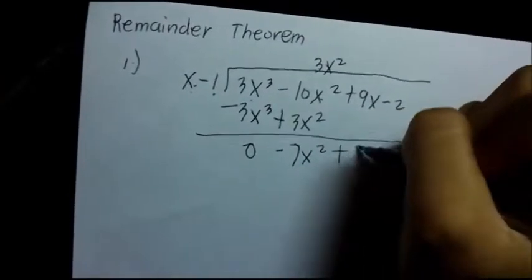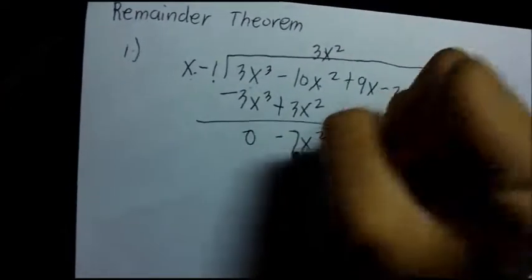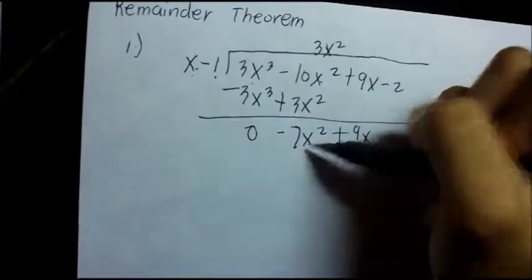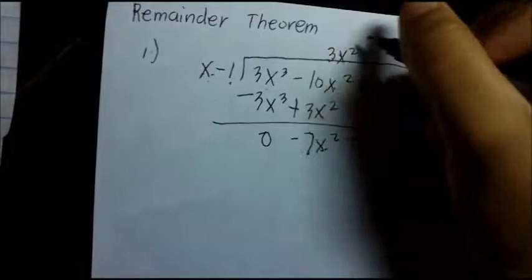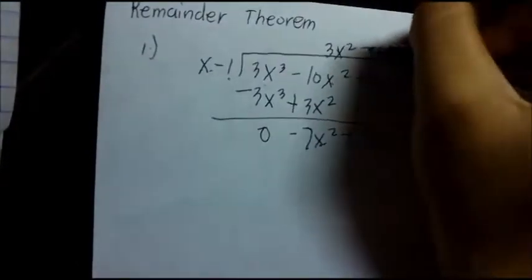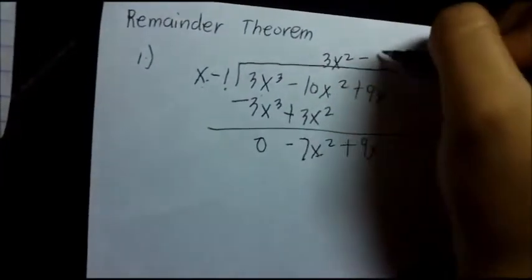Bring down 9x. So, negative 7x squared divided by x is equal to negative 7x.